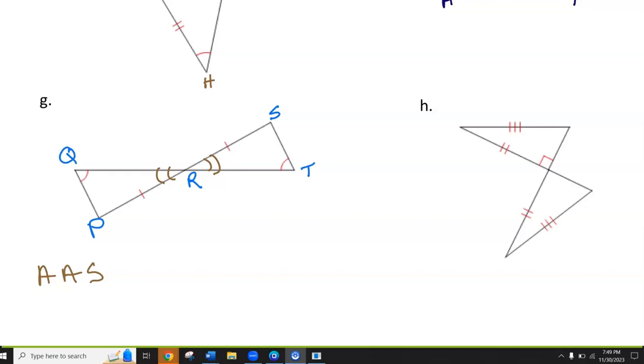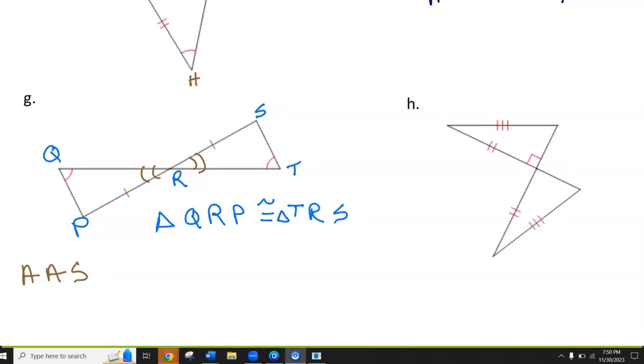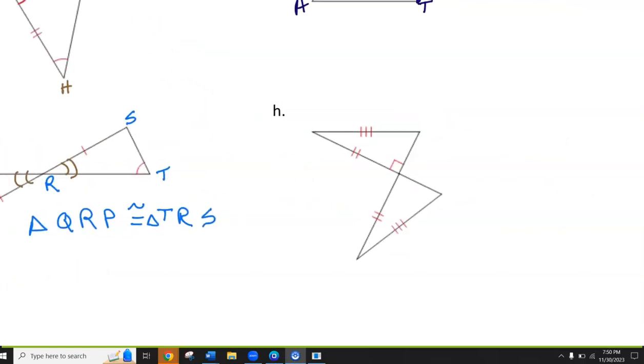So I'm going to do my congruency statement. I'm going to go from the single to the double and then down to the unnamed. So from the single to the double to the unnamed angle. Because here I have a lot of angles to deal with. Do the same thing. From the single to the double and then to the unnamed. That's your congruency statement.